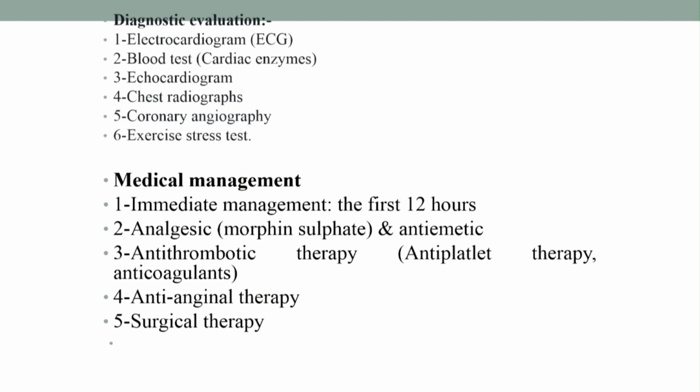anti-emetic, also anticoagulants, antiplatelet therapy. You can use anti-anginal therapy, also surgical therapy in some cases.